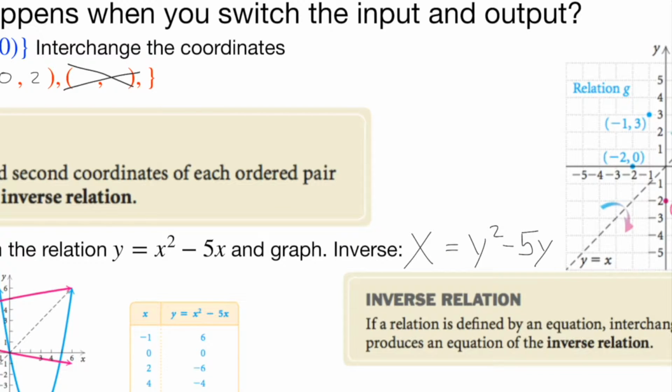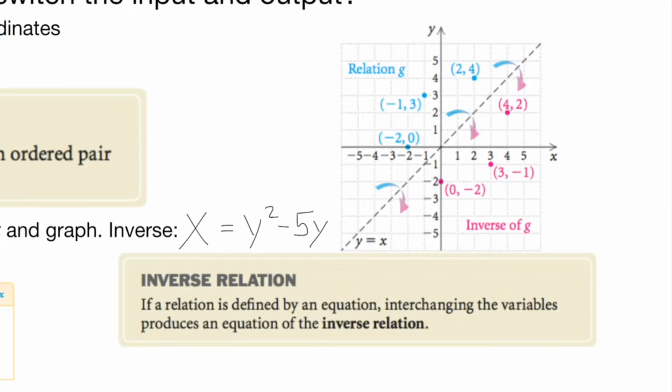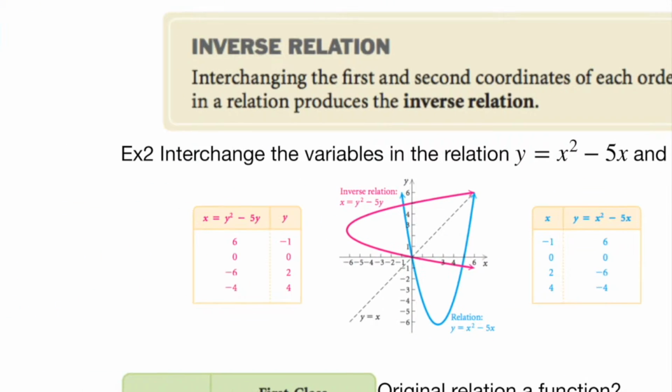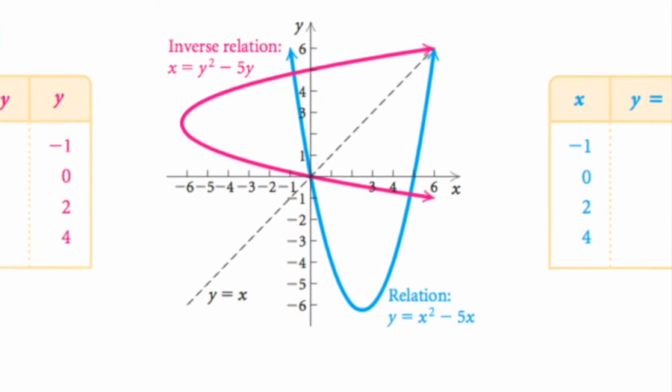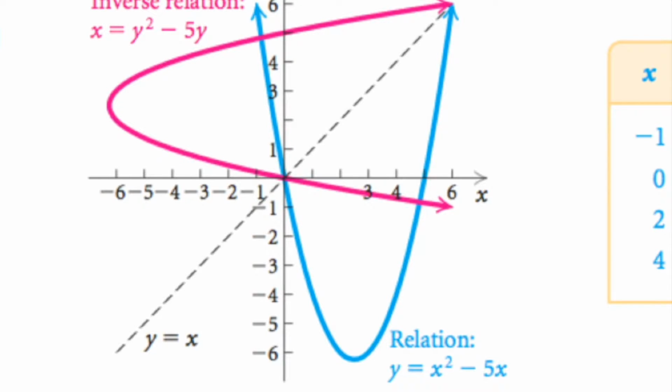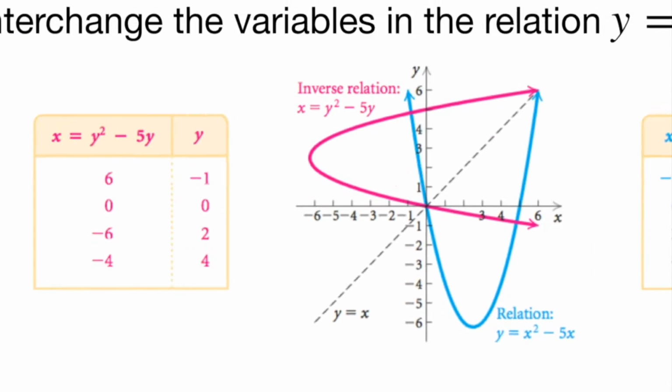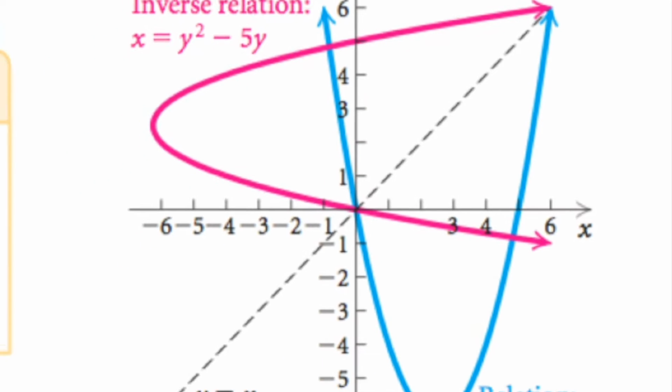So you can define what an inverse relation looks like as an equation. If a relation is defined by an equation, interchanging the variables produces the equation of the inverse relation. So here we're just dealing with the variables. You can see the original is a parabola, y equals x squared minus 5x. When you flip that over the line y equals x, you get the inverse relation, x equals y squared minus 5y. Pretty fun stuff.